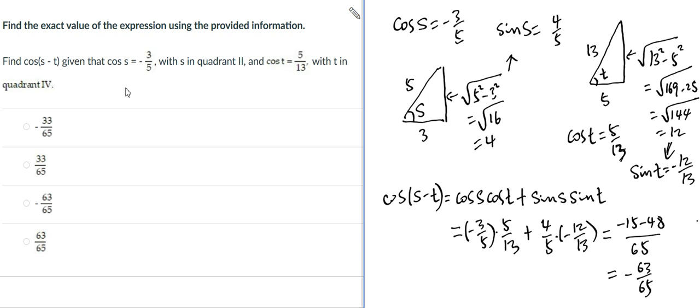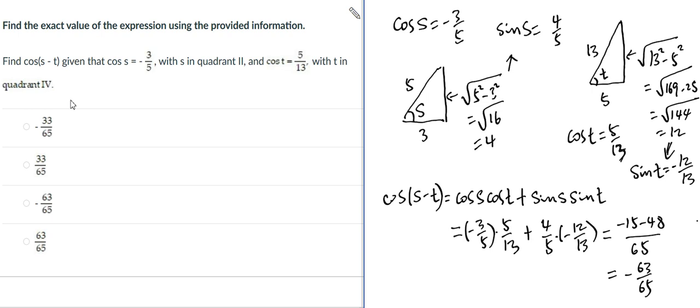Let's see how to do this question. Find cosine s minus t. Given that cosine s is negative 3 over 5, with s in quadrant 2, and cosine t is 5 over 13, with t in quadrant 4.